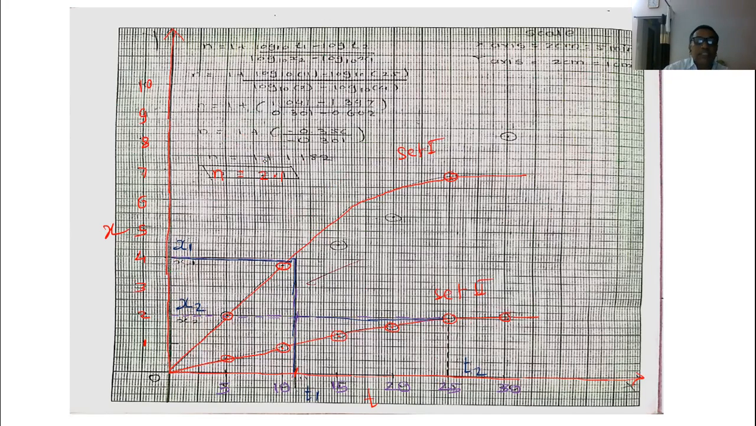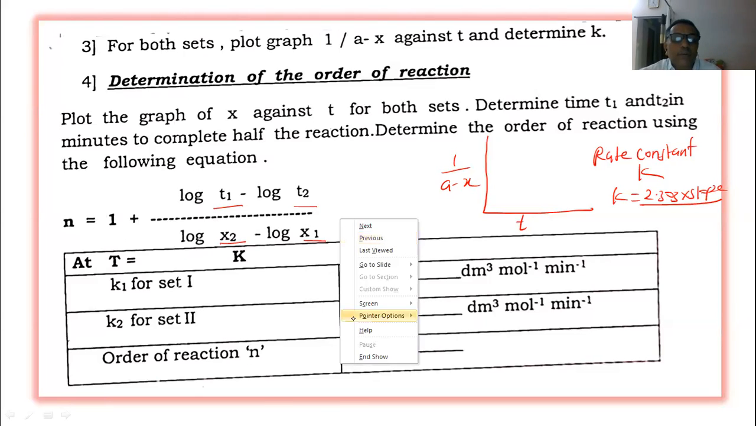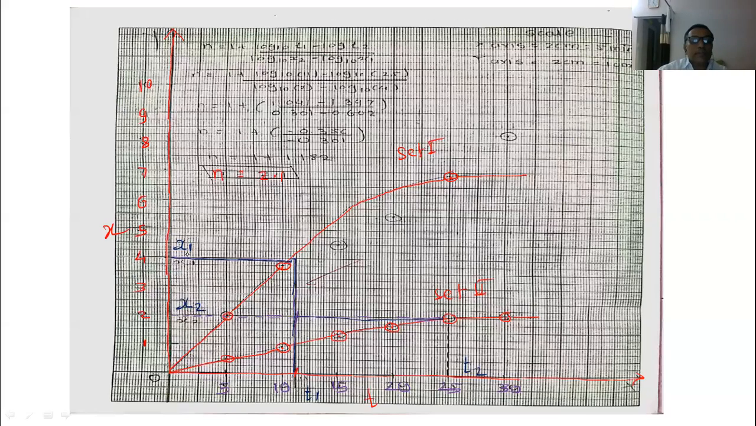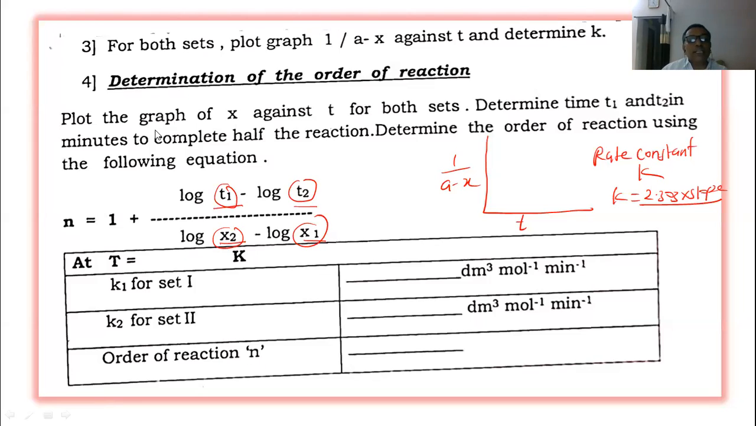by putting those values into this equation, we have to determine the order of the reaction. And after the calculation we get the order of the reaction equal to 2, because this is a second order reaction. The rate of the reaction is dependent on the concentration of both the reactants, potassium persulfate as well as KI. So when we put the values t1, t2 according to the graph, similarly x1, x2, you can see here this is x1, and similarly x2, and t1 and t2.